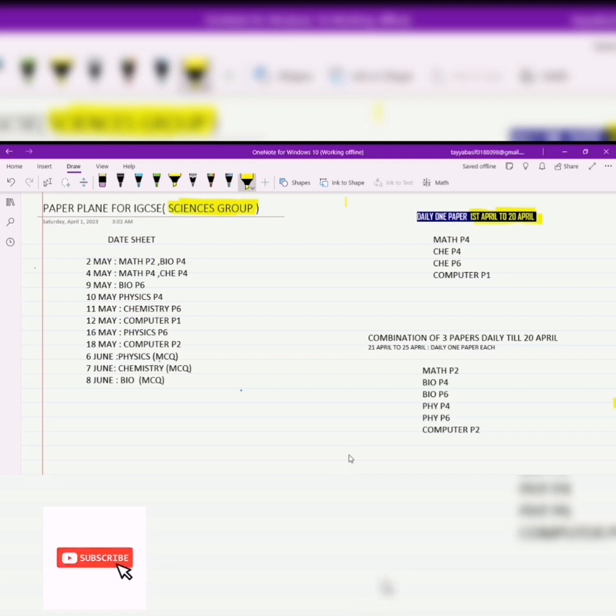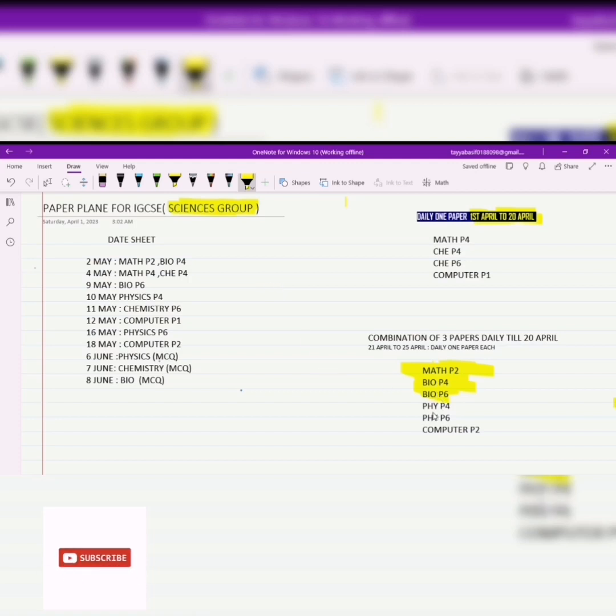So for group 1, you have to solve one paper daily, as you can see over here. And from group 2, you have to select any 3 combinations. Like you will solve maths P2, biology P4, biology P6 on one day, and physics P4, physics P6, and computer P2 on the next day. These are in total 6 papers, and you can solve 3 on one day and 3 on the next day.